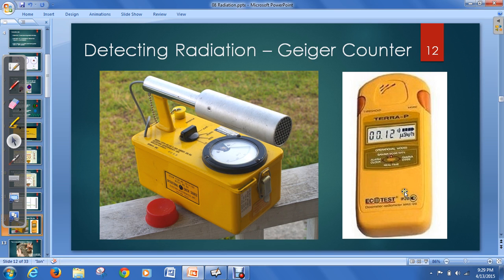Nowadays, we have much more advanced ones that are digital and they're much smaller, so you can hold them in your hand rather than have to carry around this big box. But the principle is the same. They just read out how much radiation you are receiving.